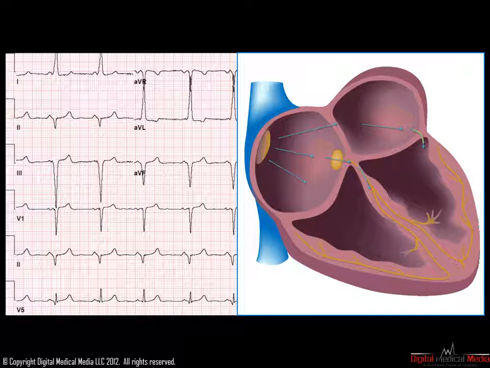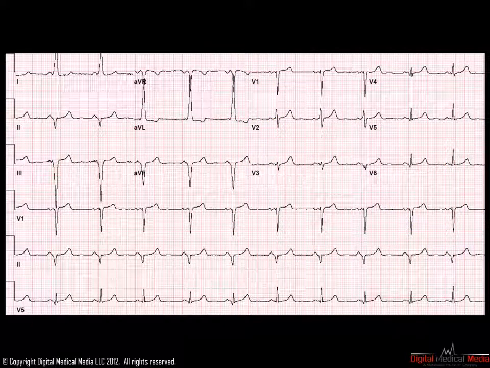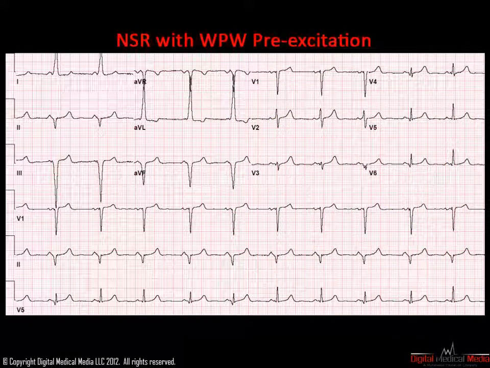Because this connection is separate from the AV node, and because the AV node is the only piece of electrical tissue in the heart which has decremental conduction properties, there is no PR segment in patients who have an accessory pathway that functions in the forward direction. The correct interpretation for this ECG is normal sinus rhythm with WPW preexcitation.